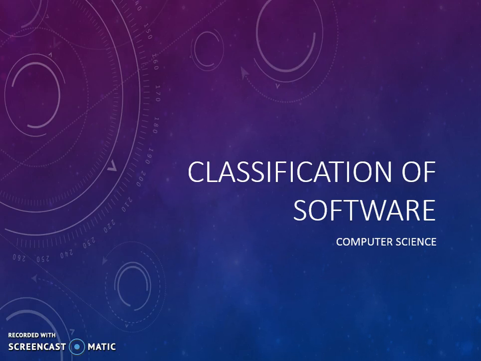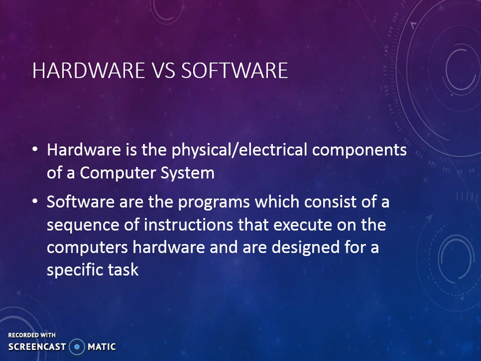This session is going to look at classification of software. So we've previously spoken about hardware and software and came up with these definitions. Hardware is the physical electrical components of a computer system, whereas software are the programs which consist of a sequence of instructions that execute on a computer's hardware. Software is designed for a specific task. So those are the clear differences between hardware and software.